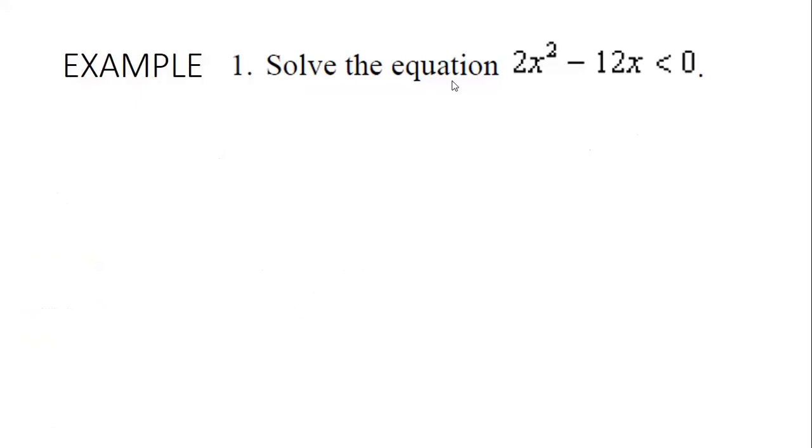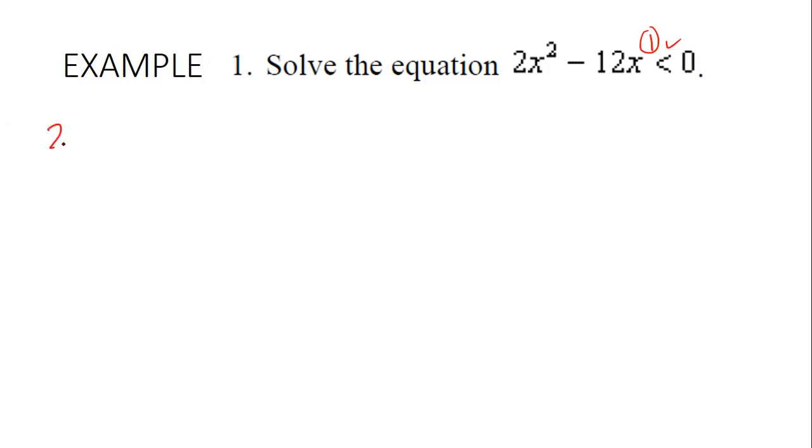So let's look at our first example. It says solve the equation 2x squared minus 12x. So step 1 told us to do what? Make sure one side is what? Less than or greater than 0. Is that done? Yes. So step 1 is satisfied. One side is less than or greater than 0.